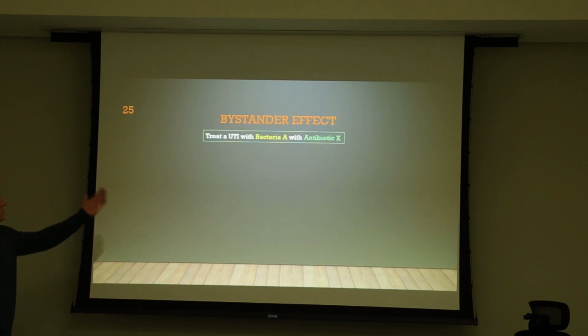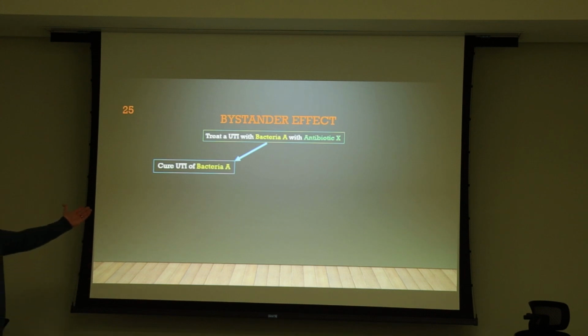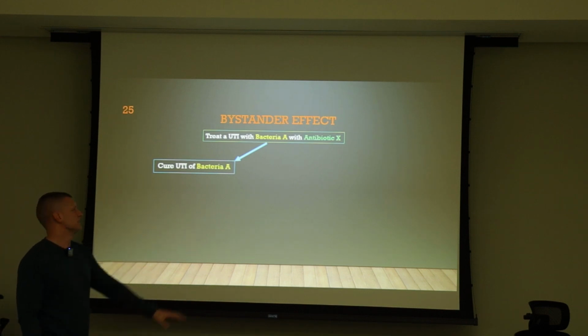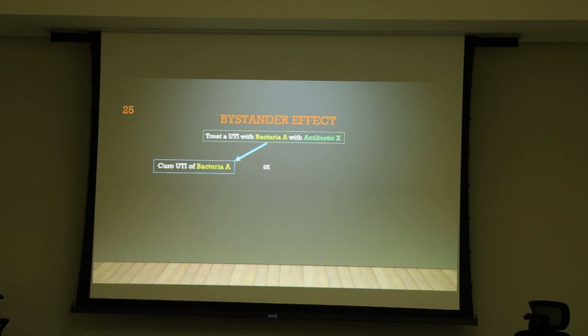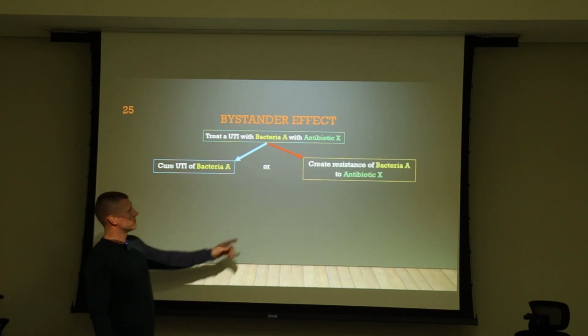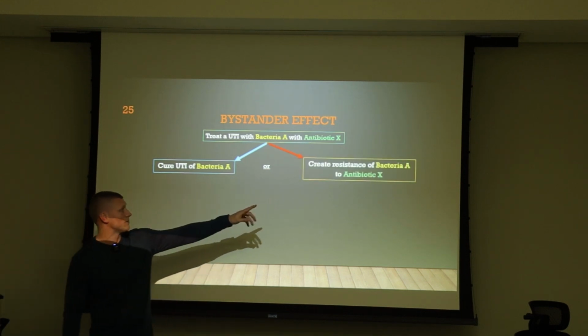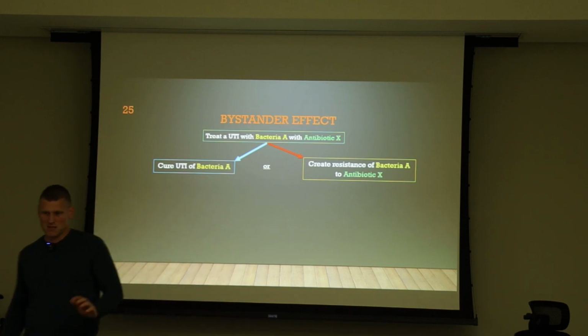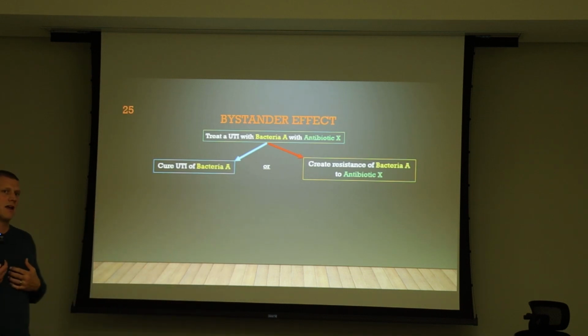So treat a UTI that has bacteria A in it with antibiotic X, one arrow. Cure bacteria A. That's the goal. That's why it's blue. It's happy. You notice there's still a lot of room on this slide, so there's still going to be some more stuff going on. Or, another arrow, you create resistance of bacteria A to antibiotic X. That's what I traditionally thought happened with most resistance.